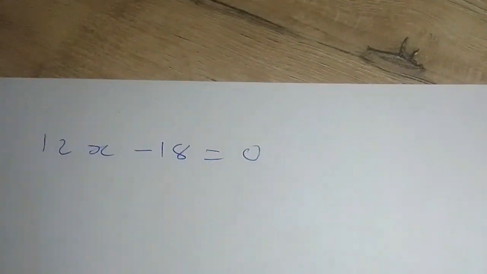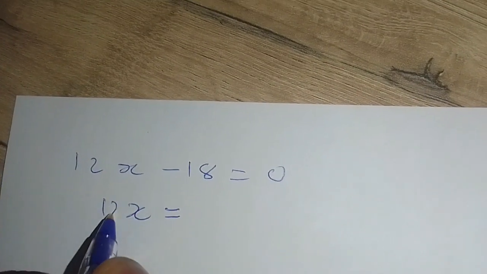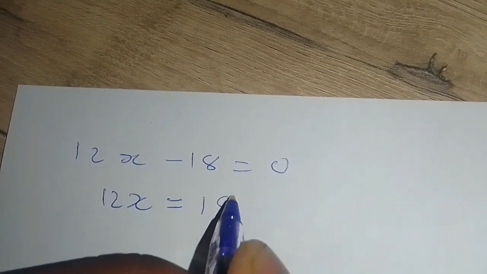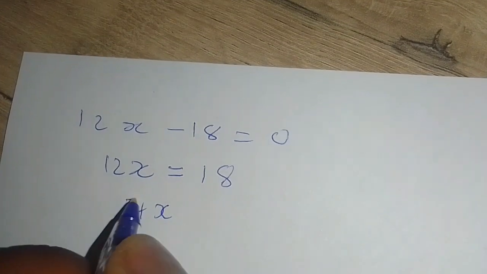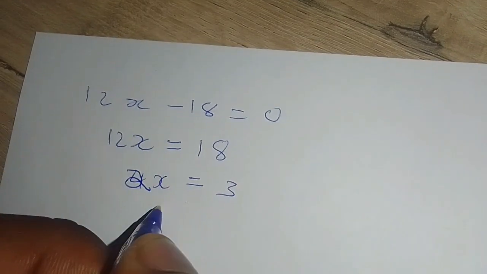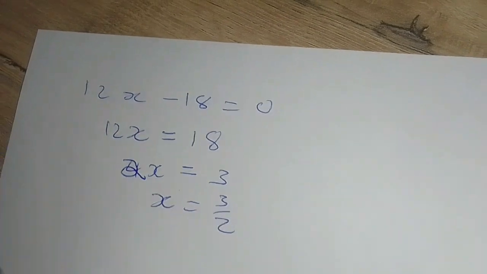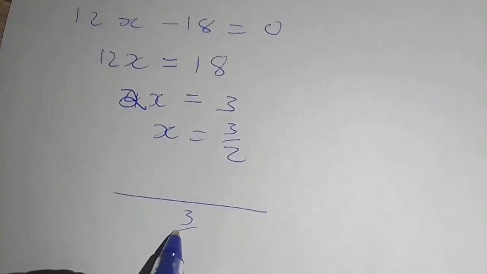So in order to check for concavity, since our second derivative is 12x minus 18, we equate it to 0, and that way we can get the x coordinate for the inflection point. So basically 12x equals 18. Divide everything by 6, then we have 2x equals 3, and so x will be 3 over 2. So that's the x coordinate for the inflection point. And so we have that inflection point there.